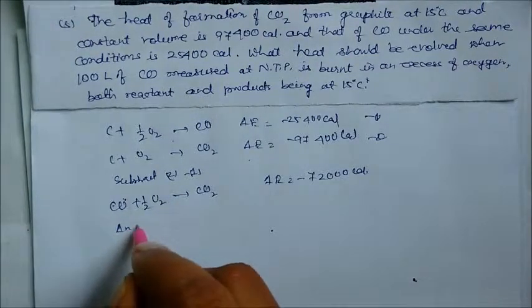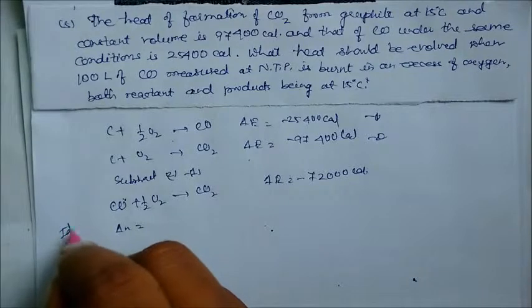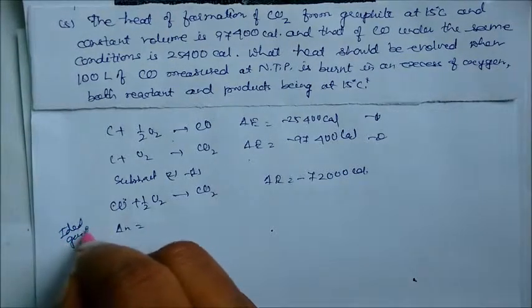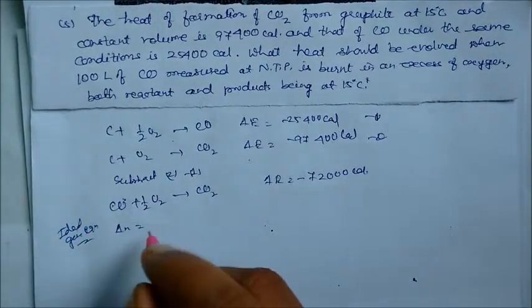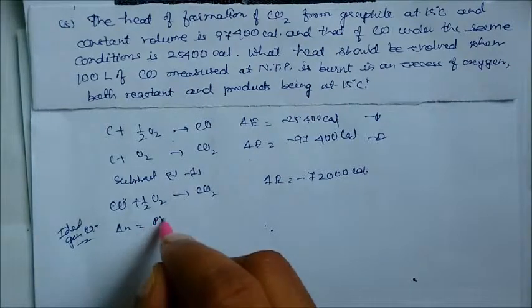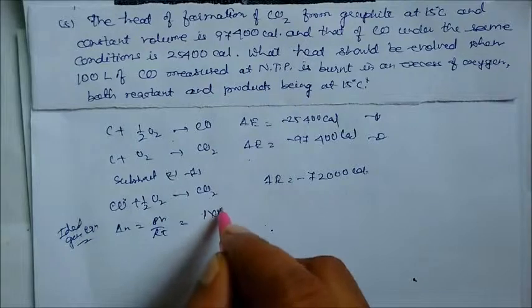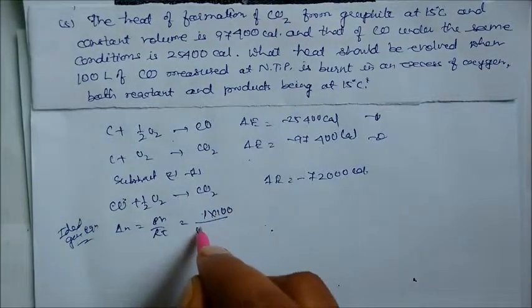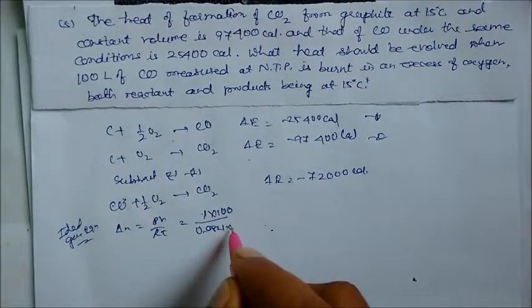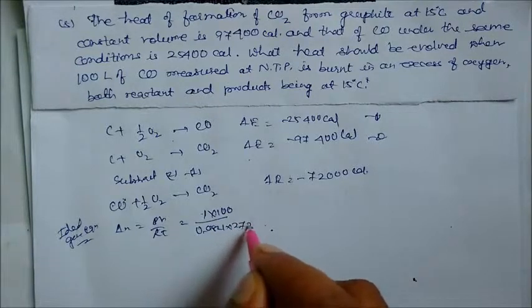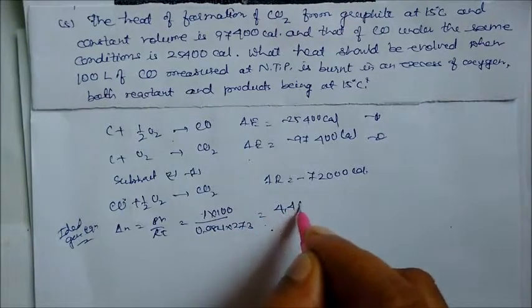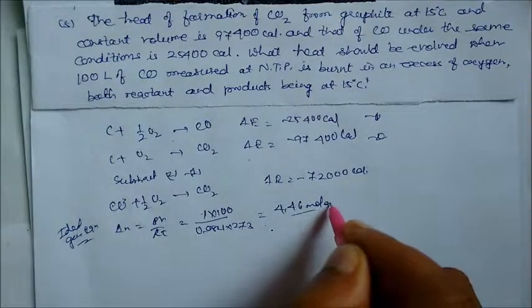So for the moles of carbon monoxide, we can use the ideal gas equation. So PV equal to nRT. So n is 1 into 100 liters of carbon monoxide divided by 0.0821 multiplied by 273. So the answer you will get here is 4.46 moles of carbon monoxide at NTP.